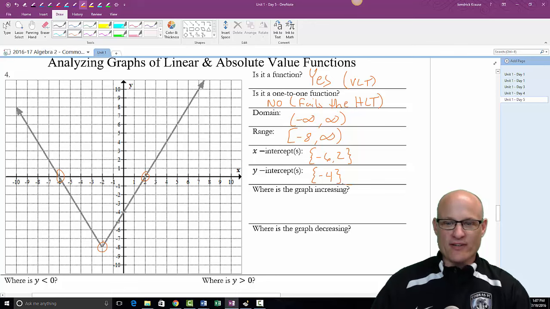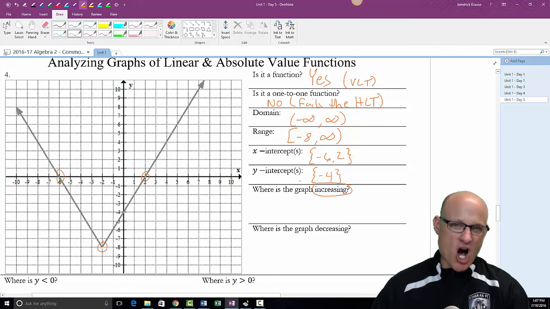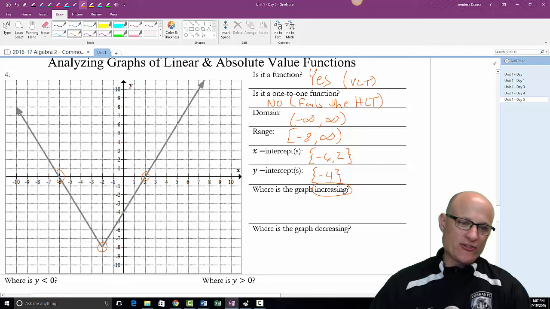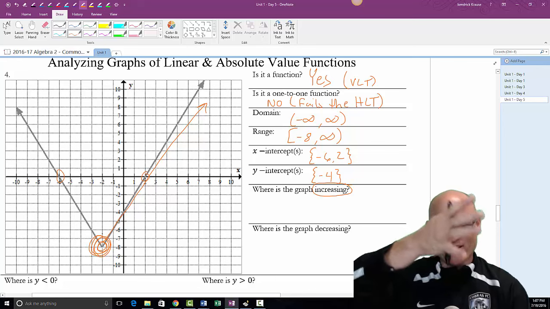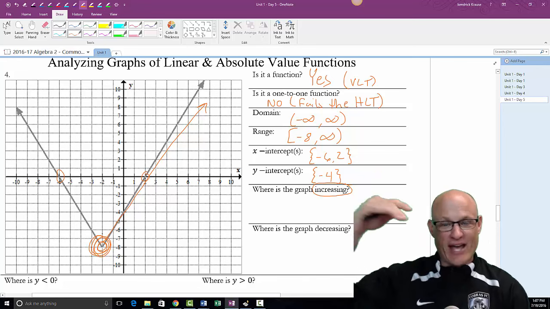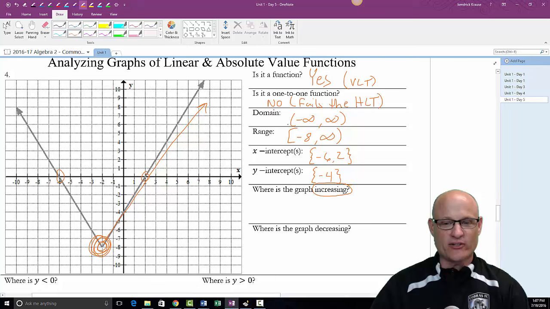Where is the graph increasing? Increasing just means where is it going up? And it starts increasing right here, and it goes up and up and up. But you can't include this point because at this point it's kind of like a transition point. It started coming down and then it went up. So at that point, it's neither increasing nor decreasing.